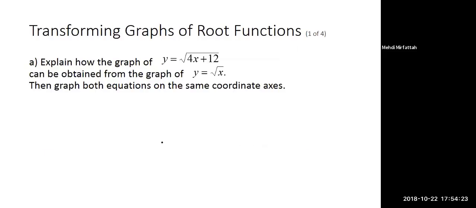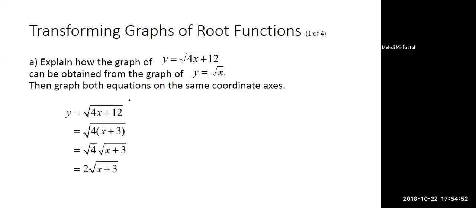Explain how the graph of y is equal to the square root of 4x plus 12 can be obtained from the graph of y is equal to the square root of x. So this is like a shifting method, but it's not a very obvious shifting one. You have to do some simplification here. Can I make y is equal to the square root of 4x plus 12 somewhat look like y is equal to the square root of x? I can if I factor some numbers under this radical. If I go ahead and factor the 4 under the radical, you can see 4 times x plus 3.